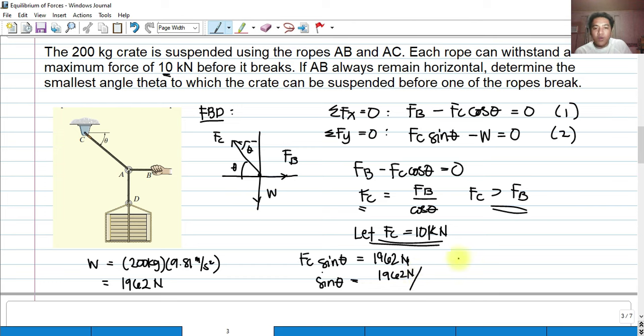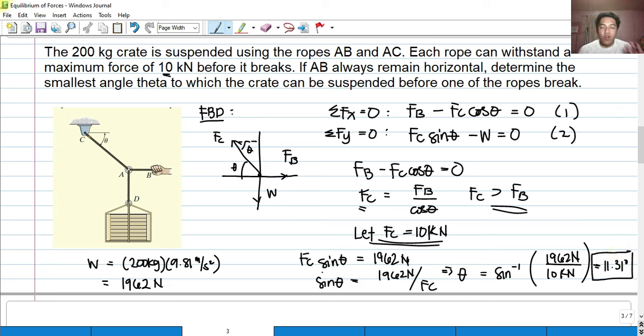equals 1962 newtons over F sub C, which we assume to be 10 kilonewtons. So we can solve for theta, which is the arc sine of 1962 newtons all over 10 kilonewtons. This is 10,000 newtons; don't forget the kilo. If we solve that, it would be 11.31 degrees. That is the smallest angle theta to which the crate can be suspended before one of the ropes break.